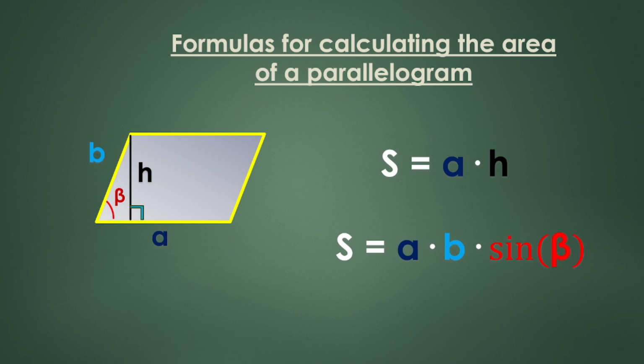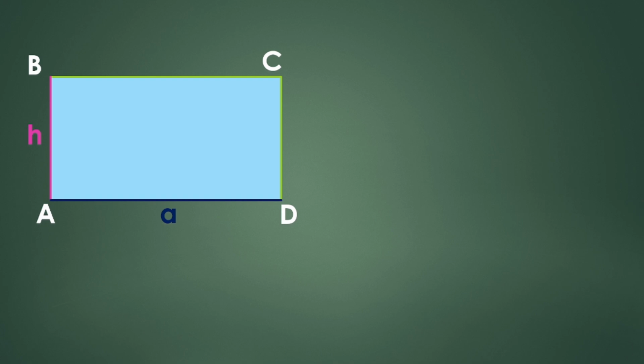First of all, let's prove how we can find the area of a parallelogram by multiplying the side by the height drawn to the side. And so we have a rectangle ABCD. I denote that in it AB is equal to H and AD is equal to A. Well, let's remember how we can find the area of a rectangle. S equals A times H.